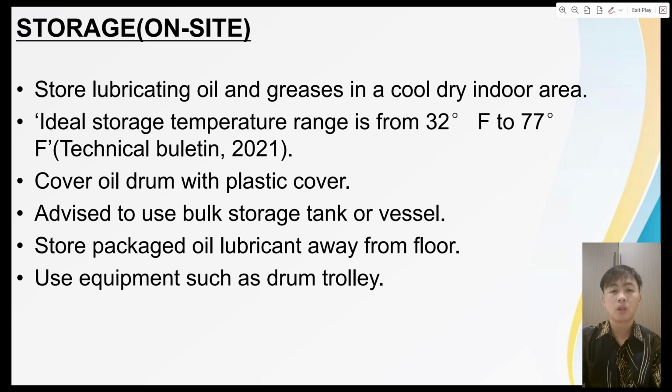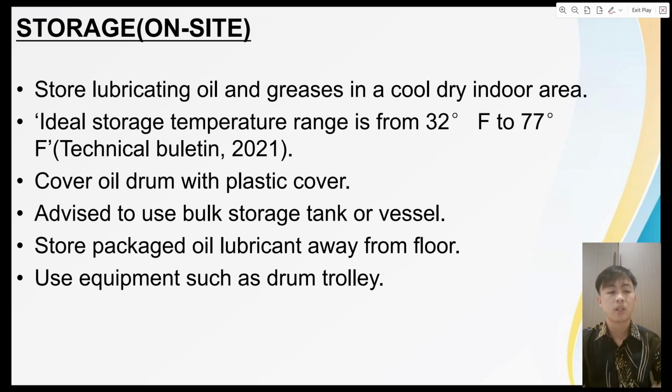Third is to cover all drums with plastic covers to avoid any contamination from outside. Fourth, it is advised to use bulk storage, tank or vessel in order to prolong the life of lubricants. The fifth one is to store packaged oil lubricant away from the floor.